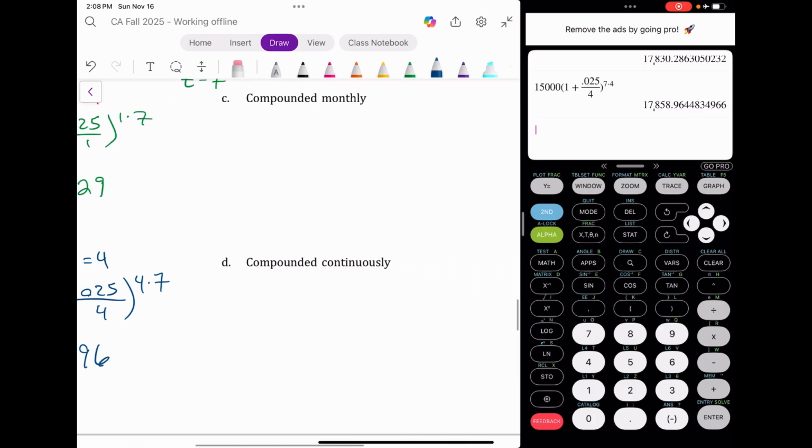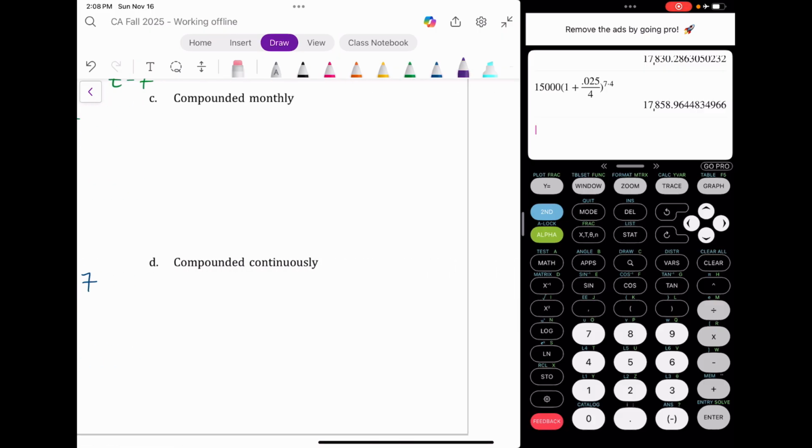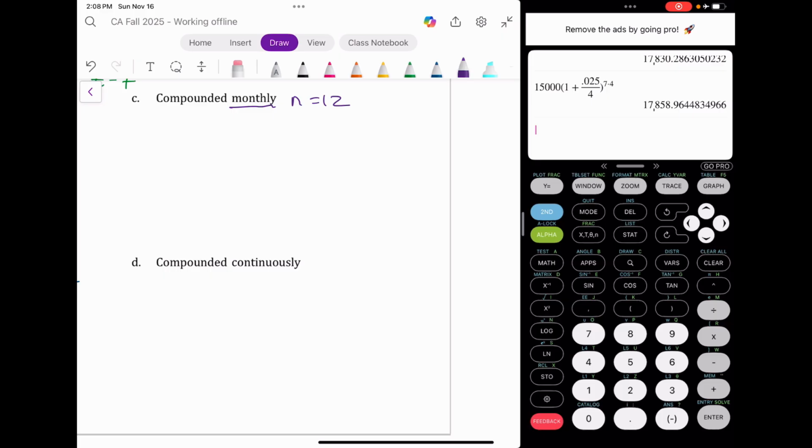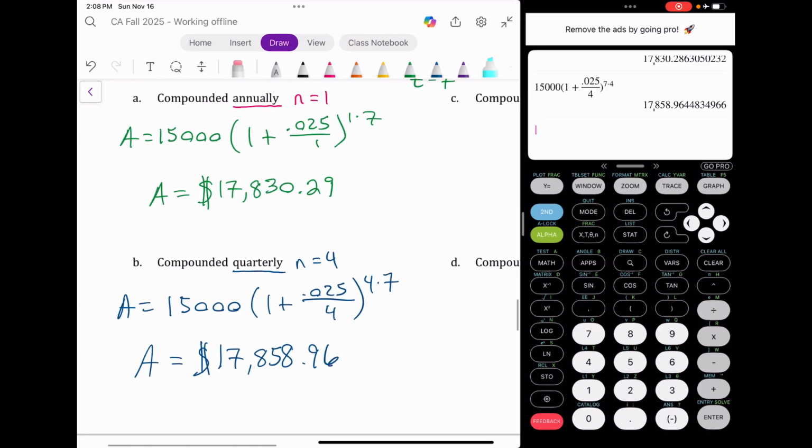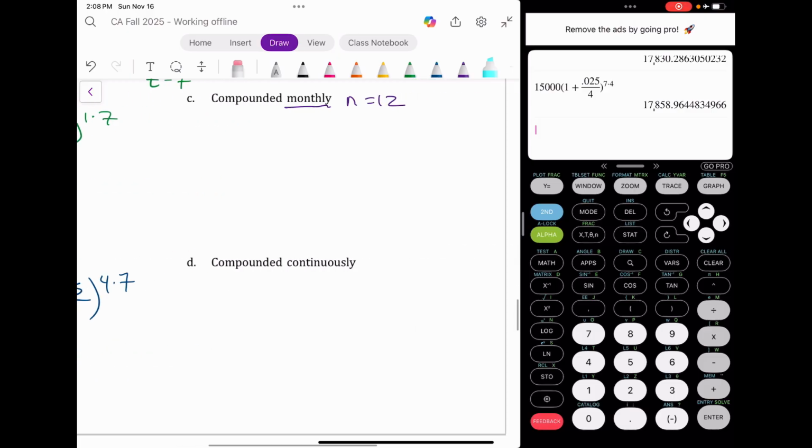Okay, and then if you were to do C, compounded monthly would be 12 times in the compounding period. If it said daily, you would have 365 compounding periods in the year, and so forth. I will skip to D, since C is the same thing as the previous two. You would just put 12 in place of n.